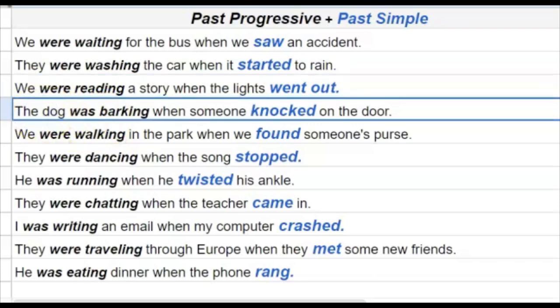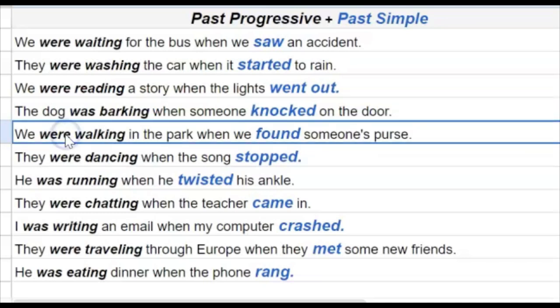Next sentence: the dog was barking when someone knocked at the door. So the dog was barking, past progressive, and knocked is a past simple. So again, some event is happening when something else interrupted it, or an occurrence happened during that past progressive thing happening. So in this sentence, we were walking while we were walking in the park when we found someone's purse. Found is the past simple.